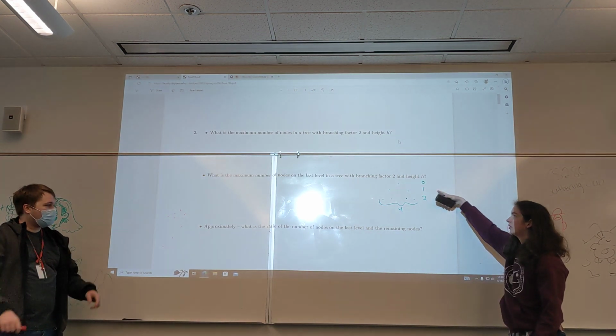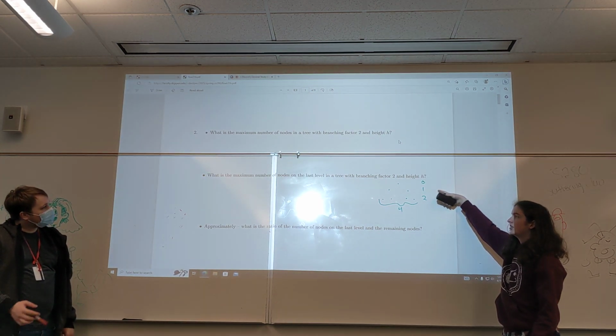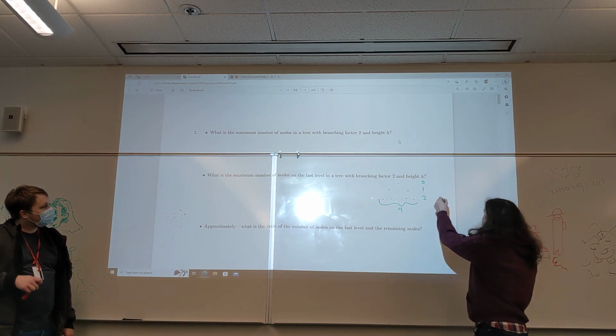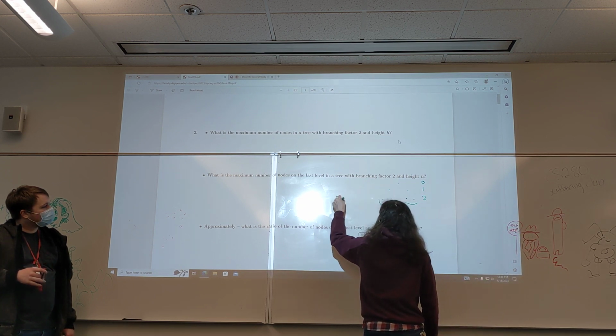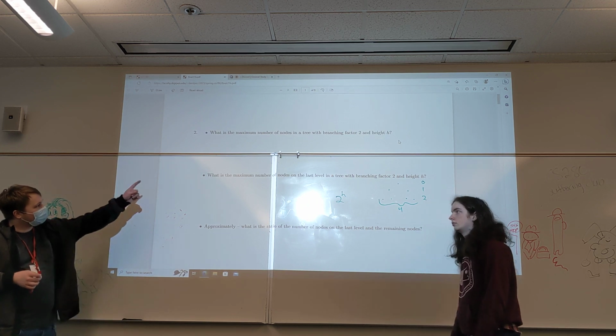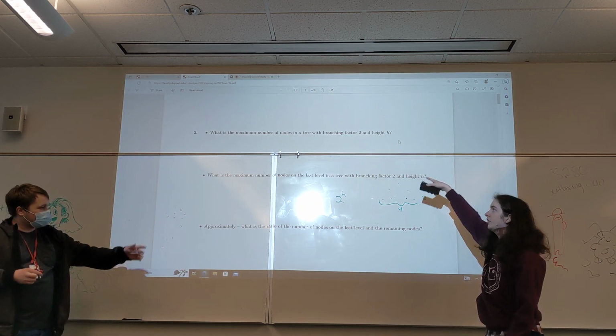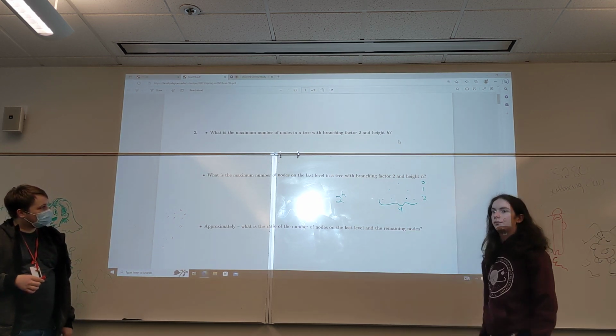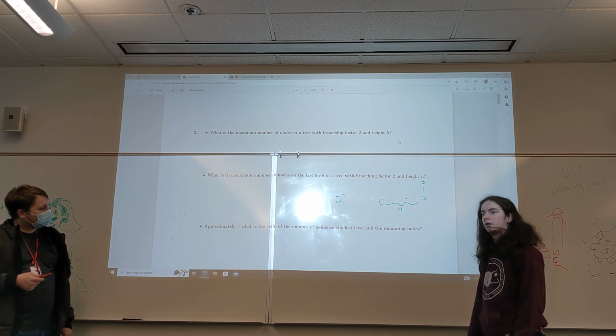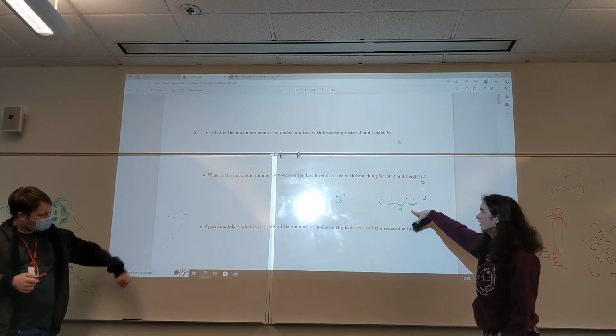No, for this question. Oh, for that one? What's the maximum number of nodes on the last level of height h? Isn't it like n to the h plus 1 minus 1? No, that was for the one before. These are 2 different questions. Sorry, which one are we on? This one. Okay.